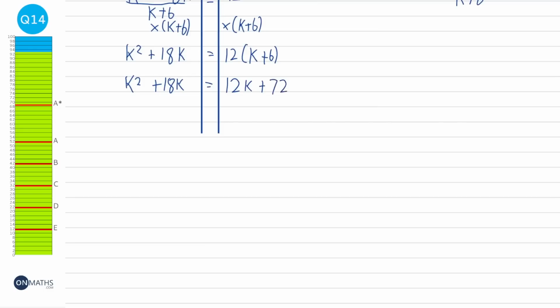Now we want to try and get everything on the same side. So we could take away each individual term, or just take away them both at the same time. Save a bit of time. So we're going to take away the 12k and take away the 72. So we're going to have k squared. So 18k take away the 12k will be 6k. So plus 6k. And then we've got the minus 72, which equals 0.